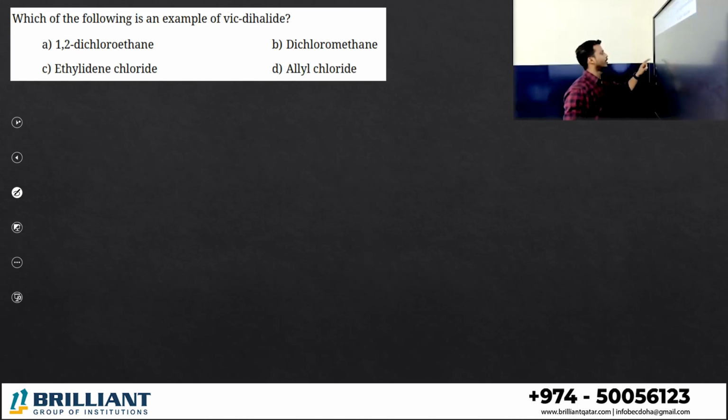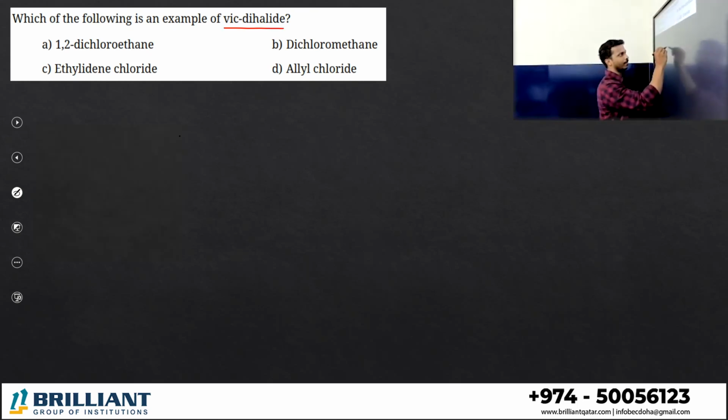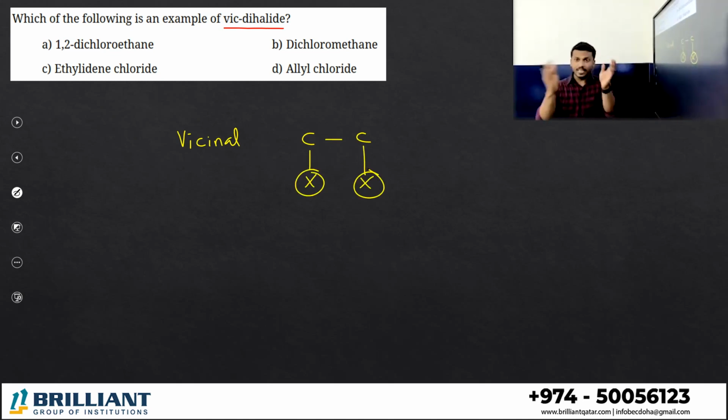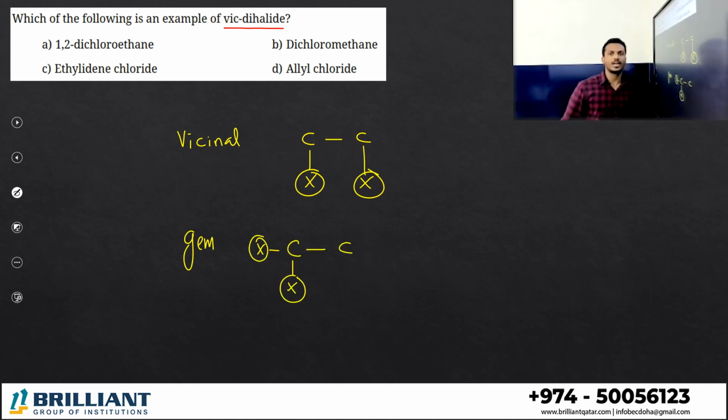Okay, now which of the following examples is a vicinal dihalide? Do you know what is meant by vicinal and geminal dihalide? What is meant by vicinal? Vicinal means the adjacent carbon atoms contain two halogens. If adjacent carbons contain two halogens, it is said to be a vicinal dihalide. What is meant by geminal? Geminal means the same carbon contains two halogens. Halogens connected to the same carbon is called geminal.